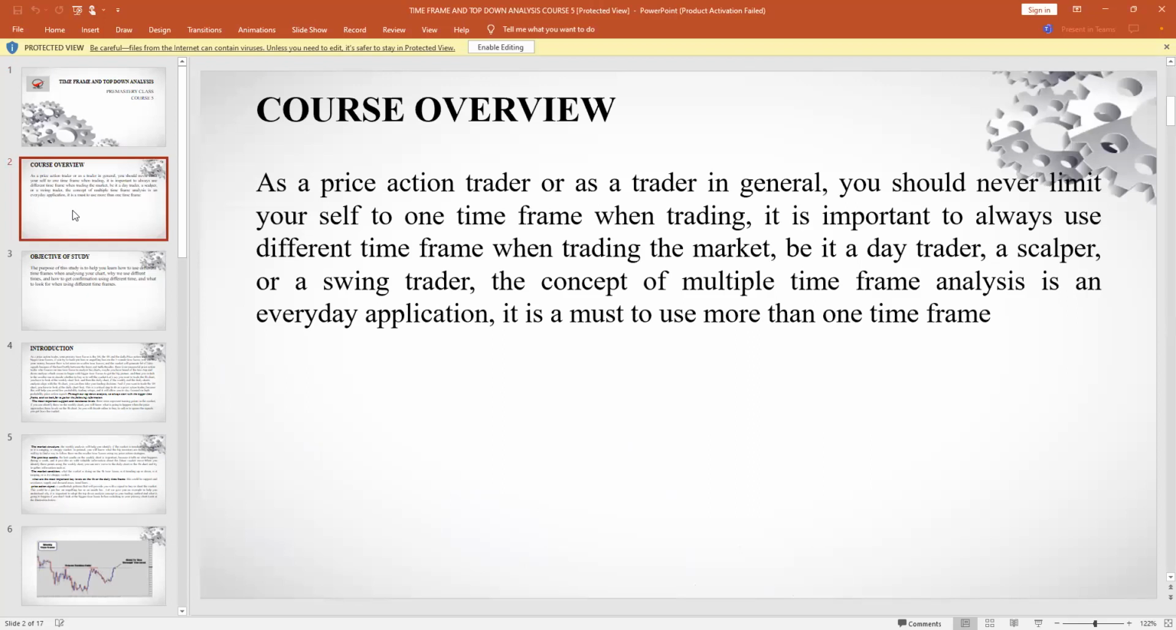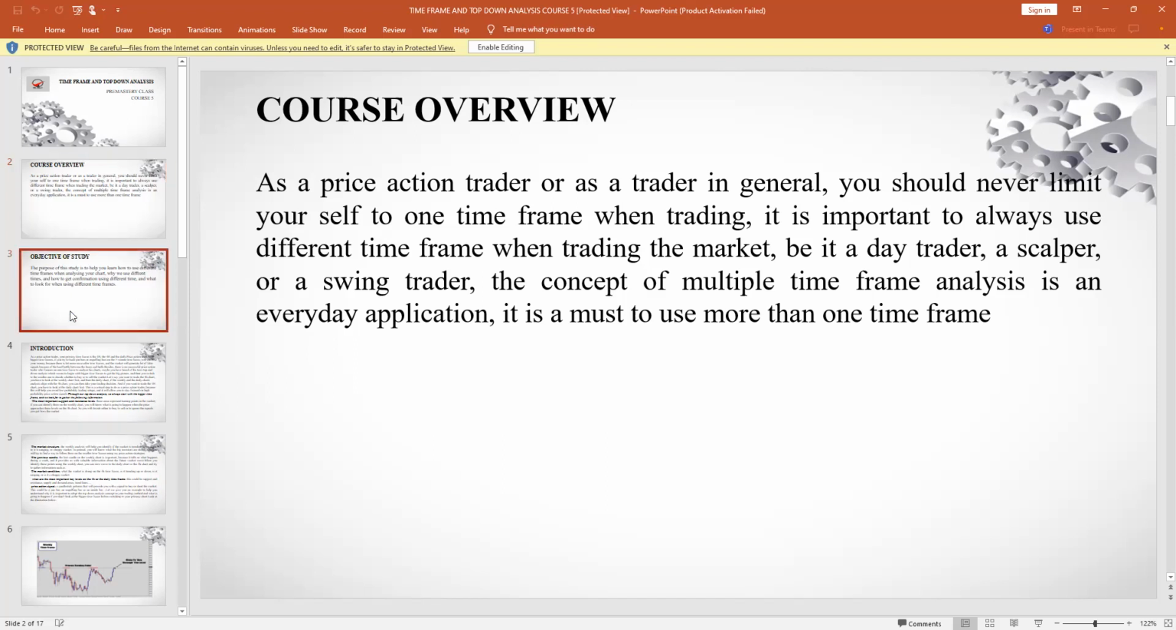As a price action trader, or as a trader in general, you should never limit yourself to one time frame when trading. It is important to always use different time frames when trading the market, whether as a day trader, as a scalper, or as a swing trader. The concept of multiple time frame analysis is an everyday application. It is a must that you use more than one time frame.